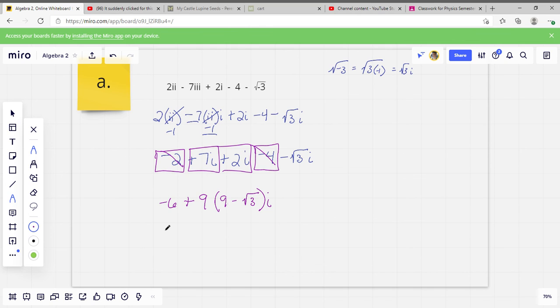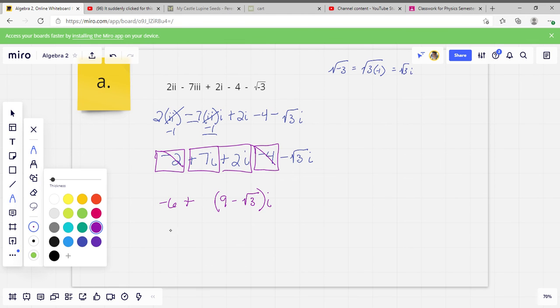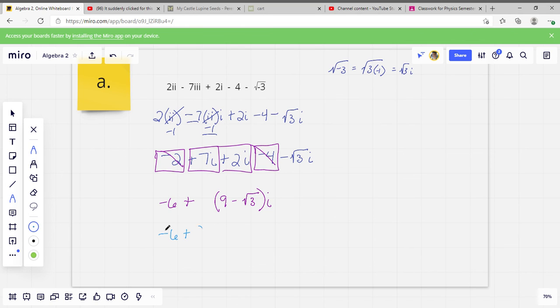Let's see. Yeah, like that is what it's supposed to look like. Now, if you put your answer as negative 6 plus 9i minus square root of 3i, I would still count that right. That's okay too. That just means we're distributing that i onto the 9 and to the square root of 3.